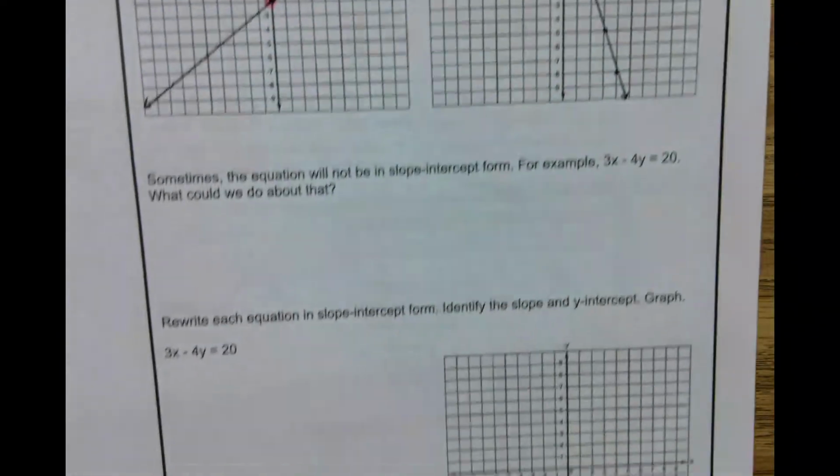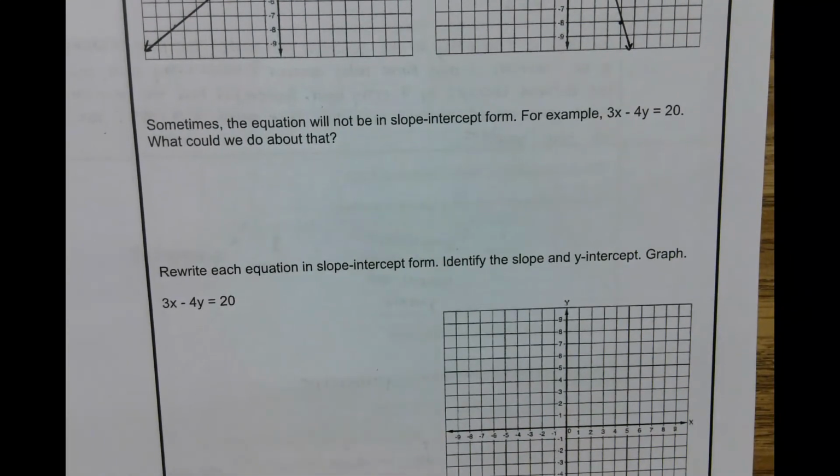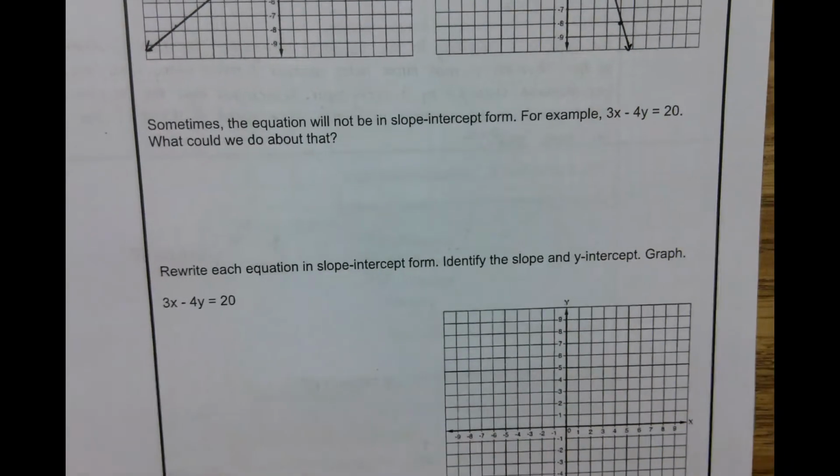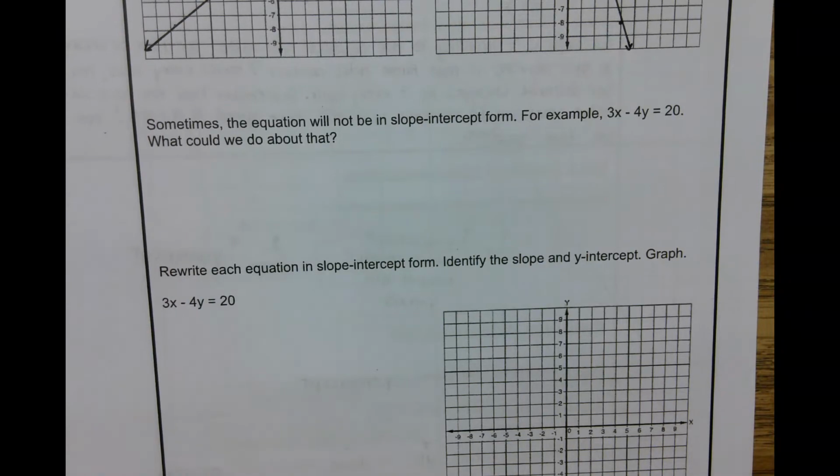Sometimes, though, the equation is not in slope-intercept form. For example, here, 3x minus 4y equals 20. This is in standard form. We might recognize it from when we graphed using intercepts, and you might be like, Miss Ng, I can just graph it using intercepts. But sometimes, depending on the coefficients for x and y, the intercept might be a fraction.